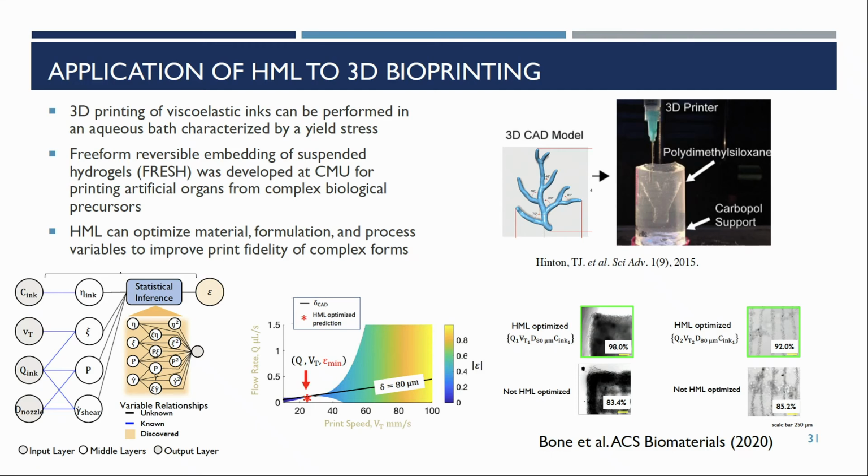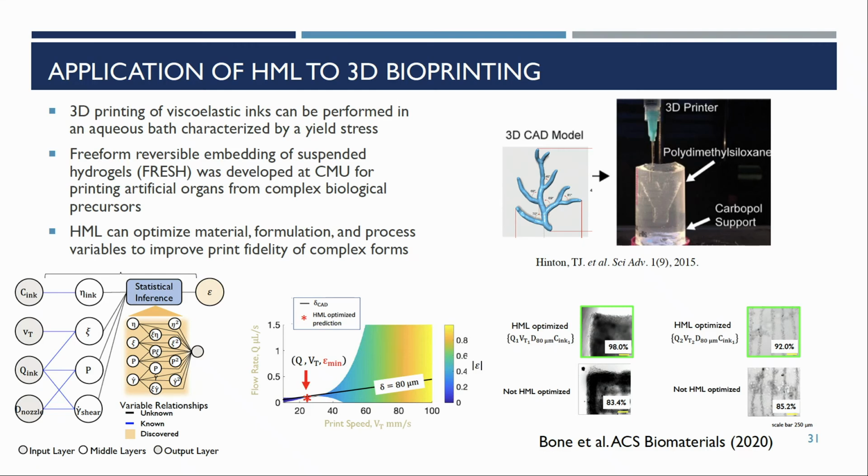Essentially here what we've got is material variables, like what's the material, what's the ink, what's the material in the bath. We've got formulation variables, like what's the concentration of the ink, what's the concentration of the bath, and then process variables, which are things like what's the extrusion rate and how fast is the needle rastering as it makes this form.